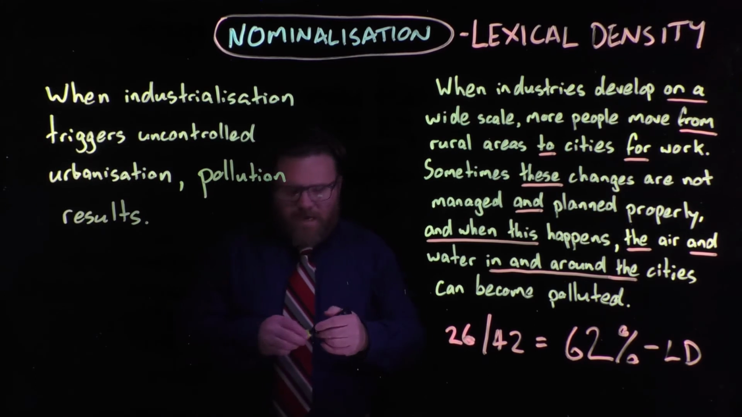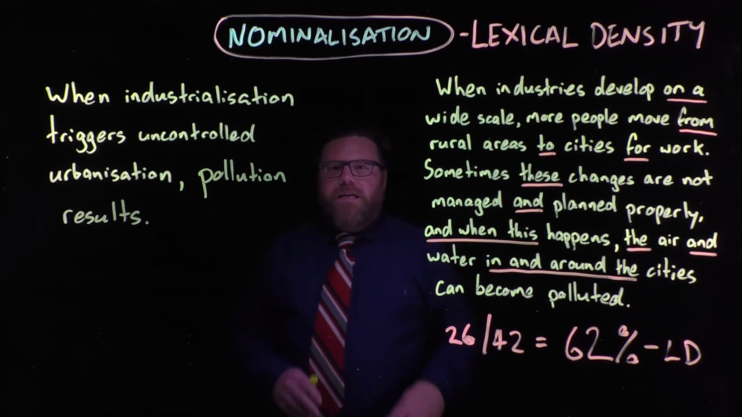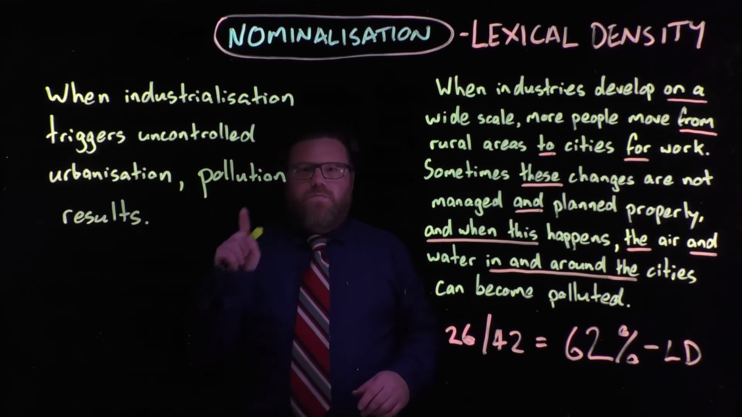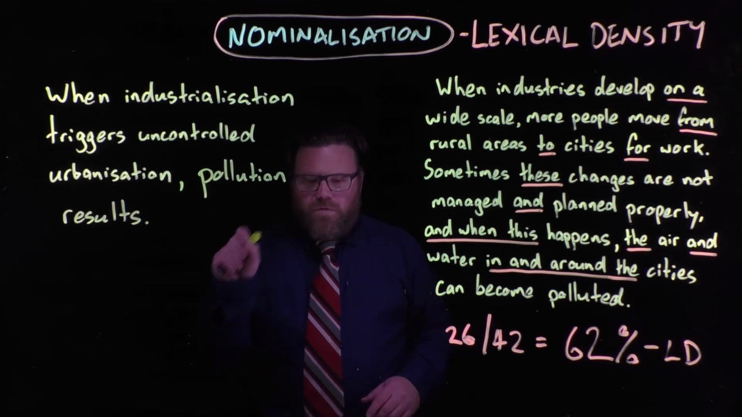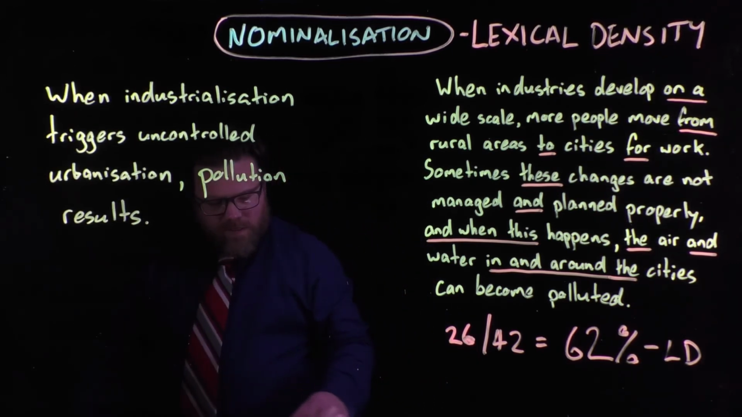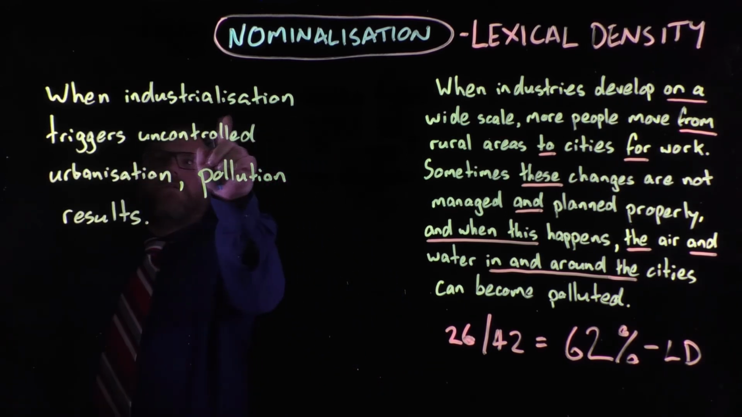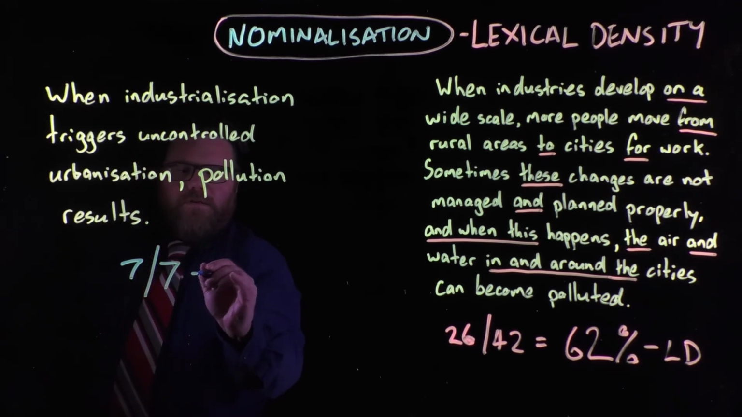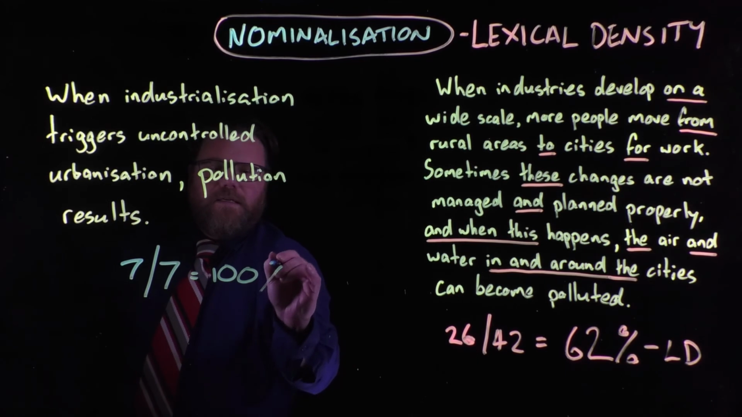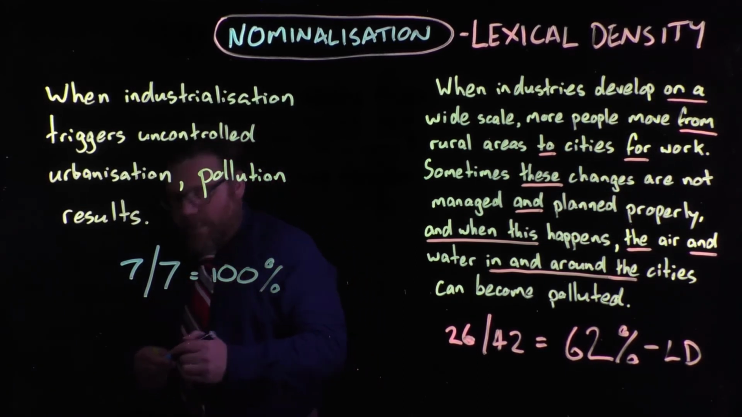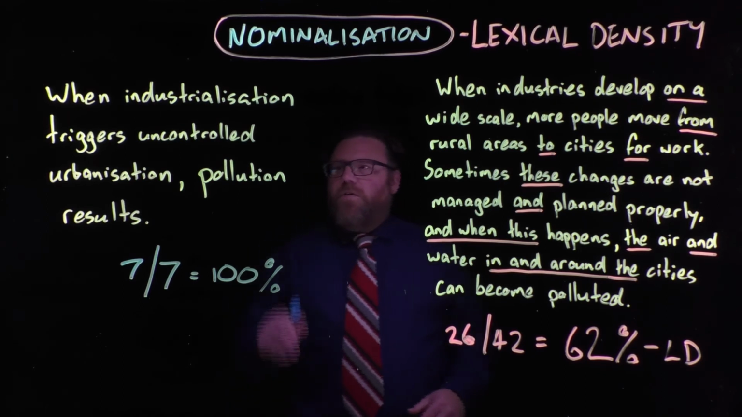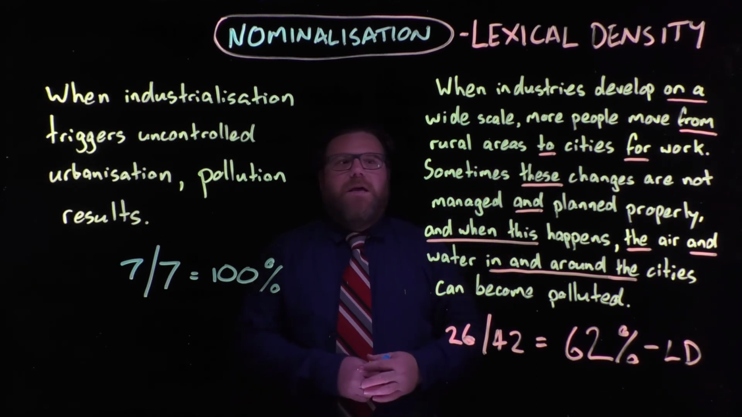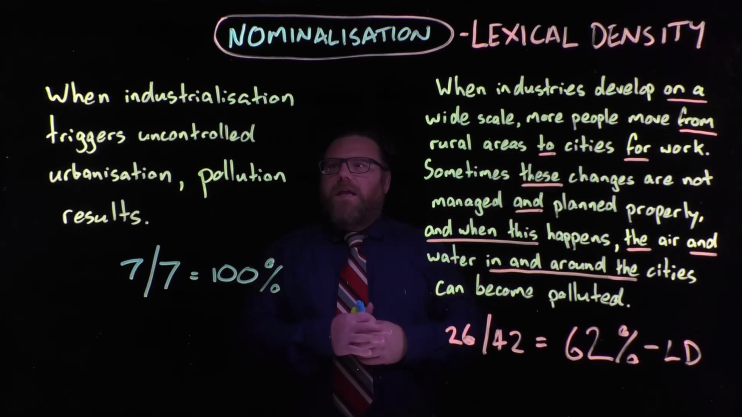Okay, so if we apply this method of lexical density, working out the equation to this sentence, then we can see that every one of these words is a lexical word or a content word. So we've got 7 words, and 7 of them are content words. So we end up with a lexical density of 100%. Okay, so we've got the same information expressed as we do in this passage, but as you can just see even visually, it's much shorter.